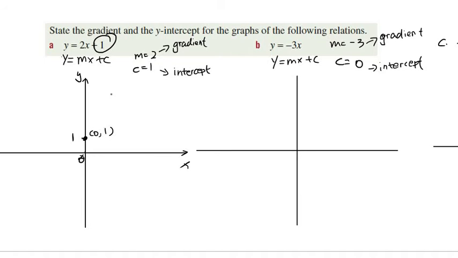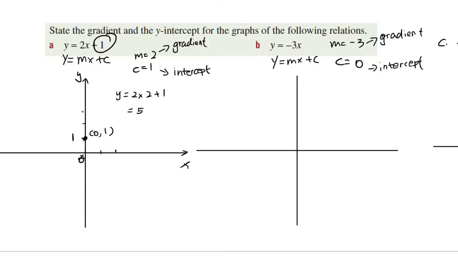So let's assume our x equals 2 for now. When my x equals 2, I'll put x equals 2 into the equation. The equation becomes y equals 2 times 2 plus 1, so y equals 5. So when x equals 2, y is equal to 5.